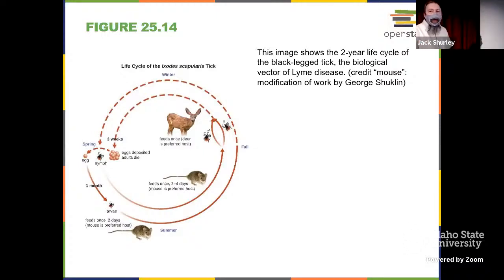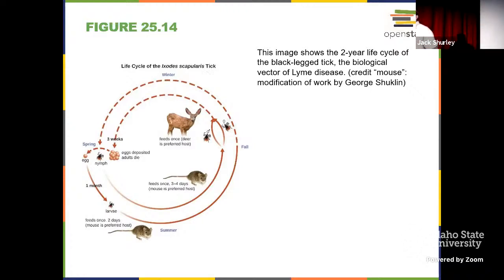So, Lyme disease is another spirochete. Borrelia burgdorferi is the organism. In this case, it's another tick. Ixodes scapularis is the tick that transmits Lyme disease. And these are what we commonly call deer ticks, all right?